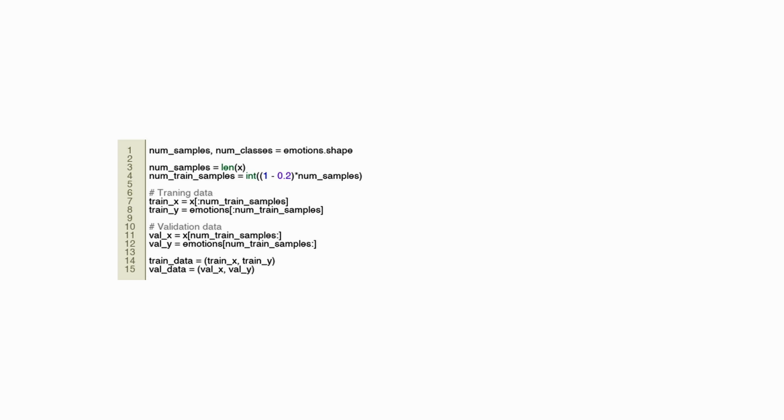Similarly, the next two lines create two variables, val_x and val_y, which contain the remaining samples and emotions from the dataset. Finally, the last two lines create two tuples, train data and val data, which store the training and validation sets, respectively, for later use in the code.